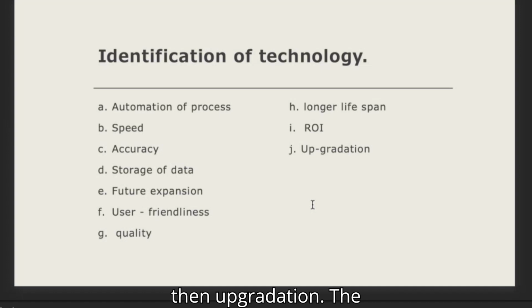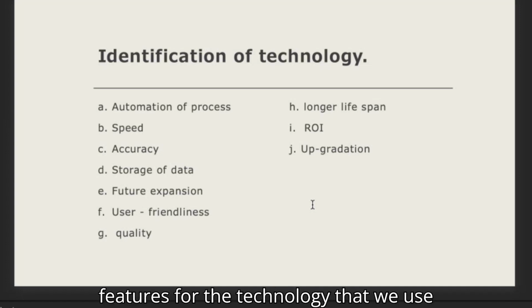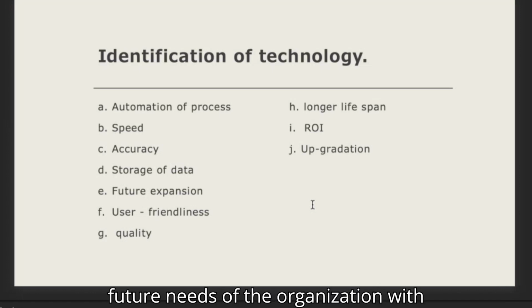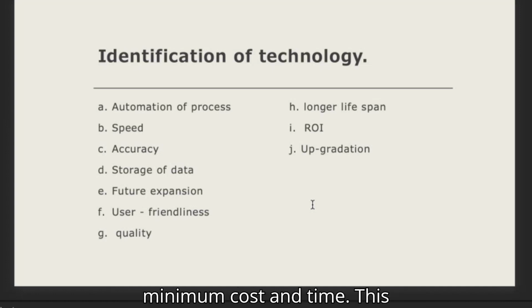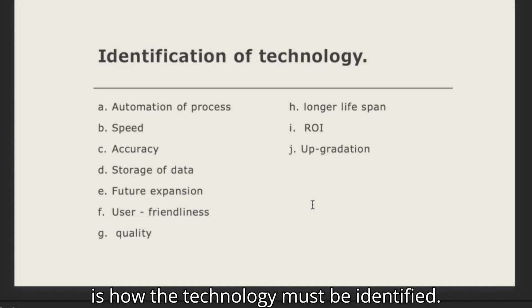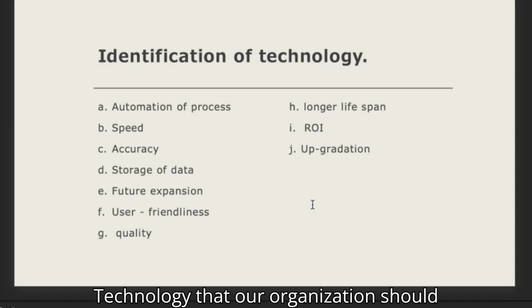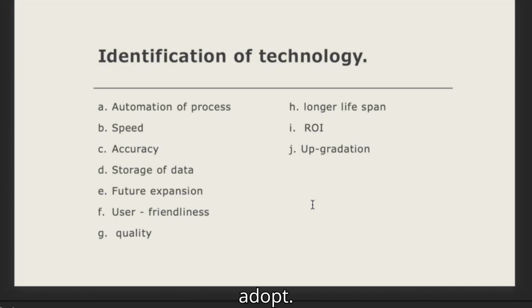Then upgradation. The features of the technology that we use now can be upgraded in the near future to a reasonable extent to meet the future needs of the organization with minimum cost and time. This is how the technology must be identified. This is how we need to know what type of technology our organization should adopt.